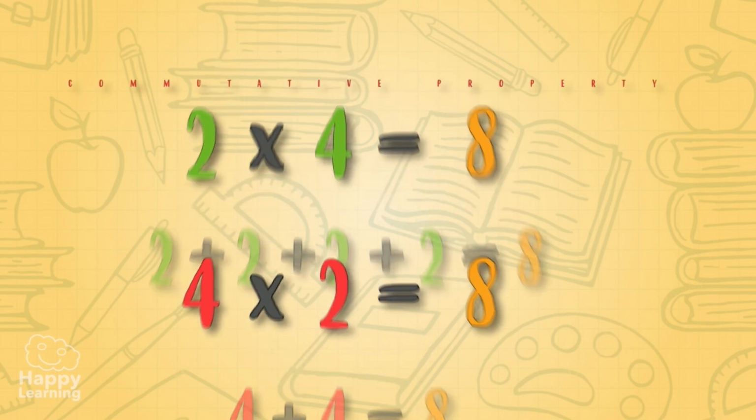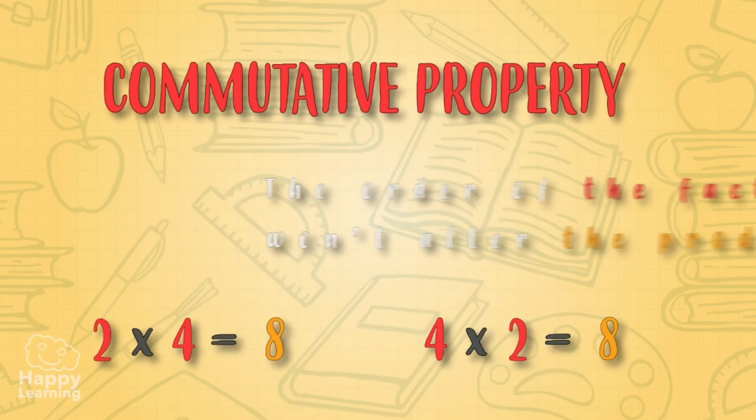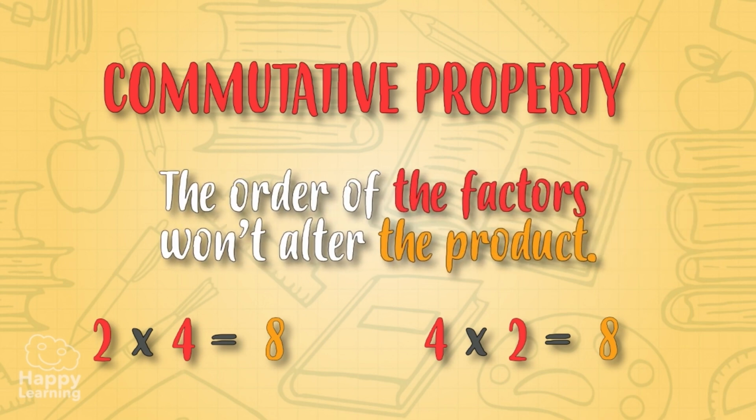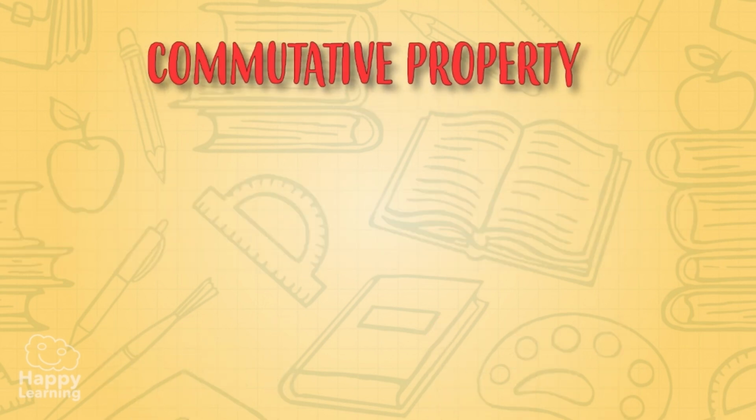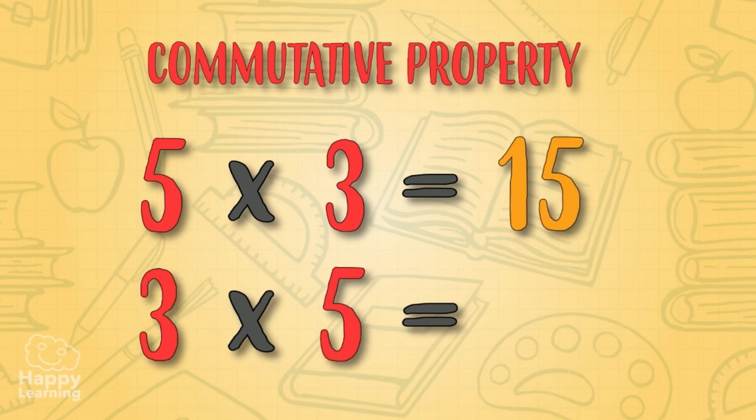This is the commutative property. It says the order of the factors won't alter the product. 5 times 3 is 15, same as 3 times 5, which is also 15. Easy peasy!